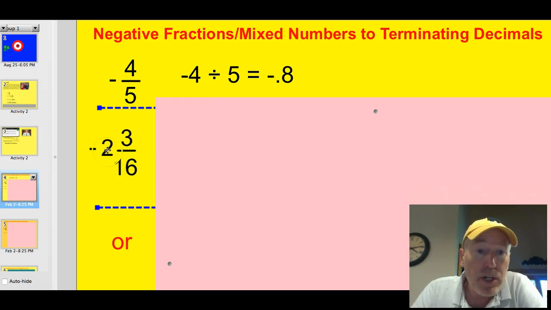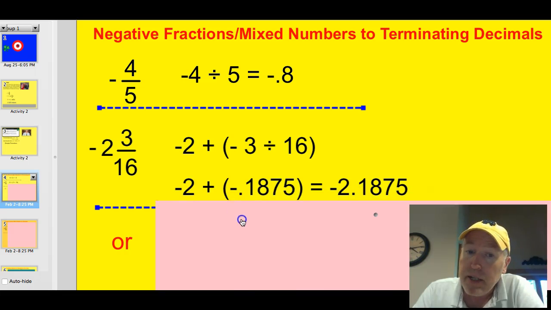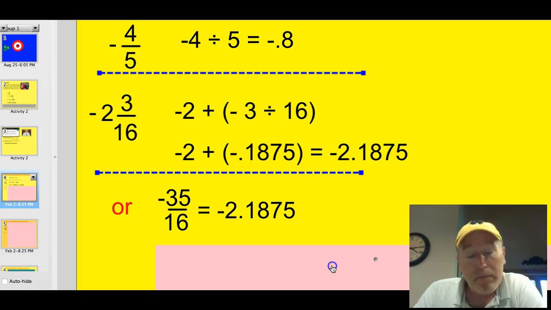Similarly, you can take this one here. You have negative 2 3/16, and you have to write that as a decimal. I like to break it down. It's really a negative 2 plus a negative 3 divided by 16. Remember, that's what this means, 3 divided by 16, so it's a negative 3 divided by 16. Well, if you break that down, you could take negative 3 divided by 16, you'll get negative 0.1875. You can simply add these two, and you've got a negative plus another negative, so you have a negative 2.1875.